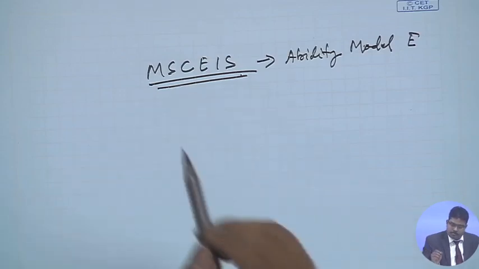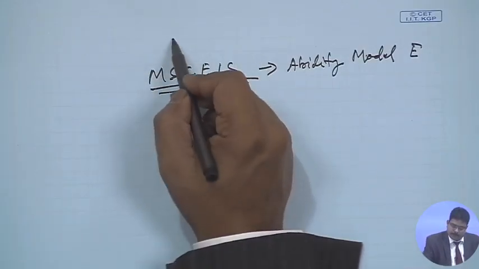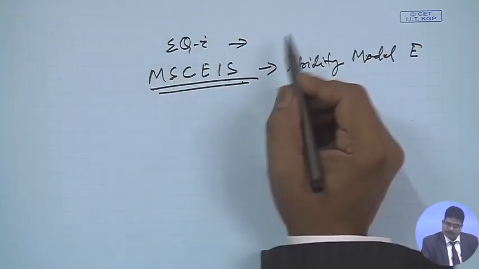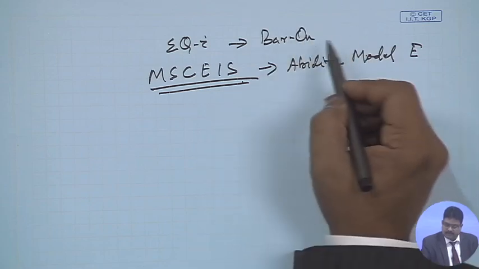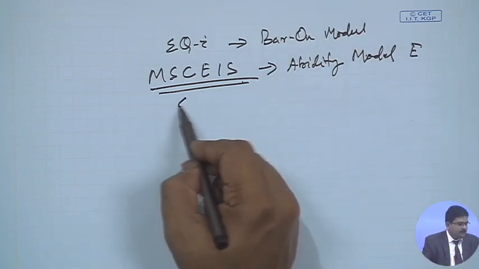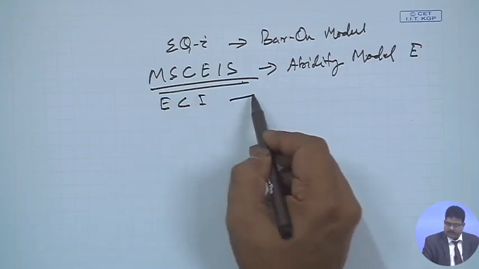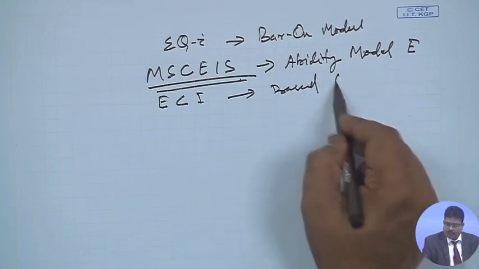Then Barron's model, Barron's EQI. EQI was based on Barron's model, that is personality driven. ECI, Emotional Competency Inventory, based on Goleman's model.